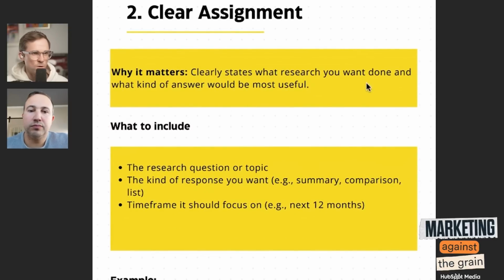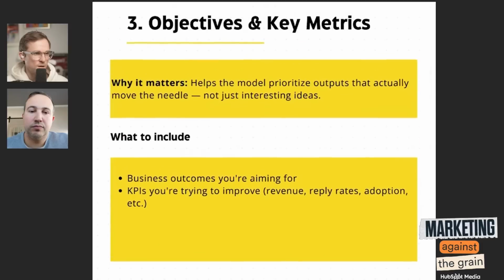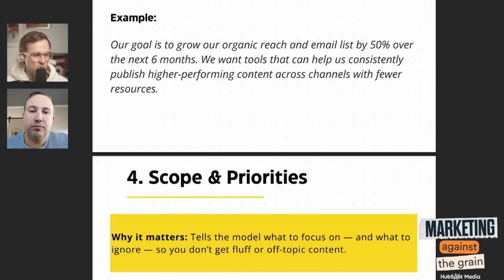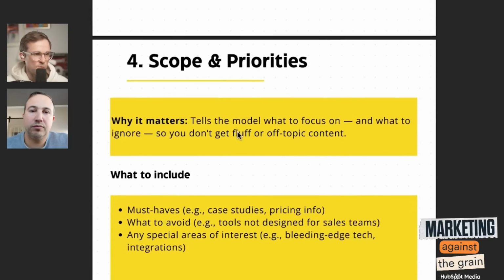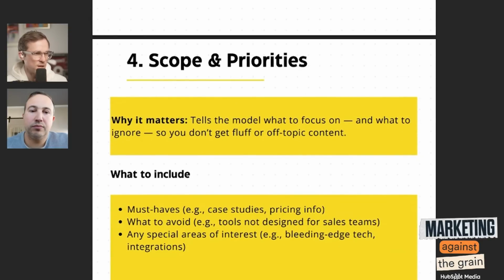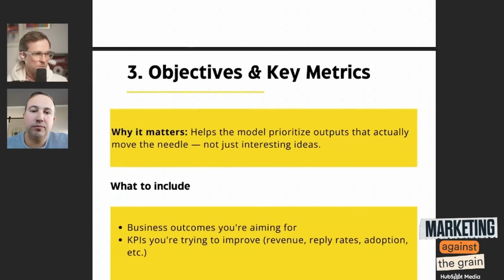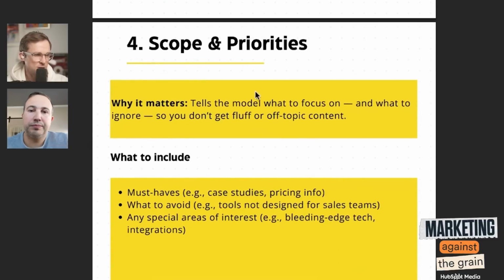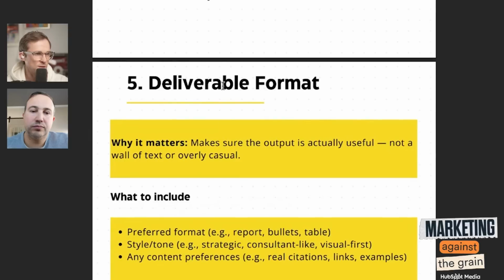You want to clearly state what research you want done and what kind of answer would be most useful. You want to go through what your objectives and key metrics are, and I'll go through this because this one we can just give away. It's out there already. I give it away already. Scope and priorities. You want to set your scope and priorities. So after we set the objectives and key metrics, we're then like, okay, this is the scope of the research. This is what I'm trying to focus on. And then the deliverable format.